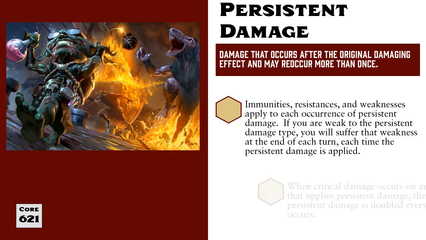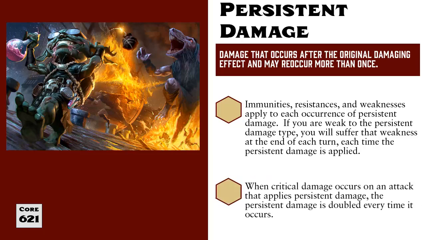And last, it's good to remember that double damage caused by a critical hit does double the damage of any persistent damage also caused by that effect. So if an alchemist throws an acid flask that deals 1d6 persistent acid damage and scores a critical hit on that attack, the unfortunate target of that attack is going to suffer 2d6 acid damage at the end of each and every one of their turns until the persistent condition goes away.